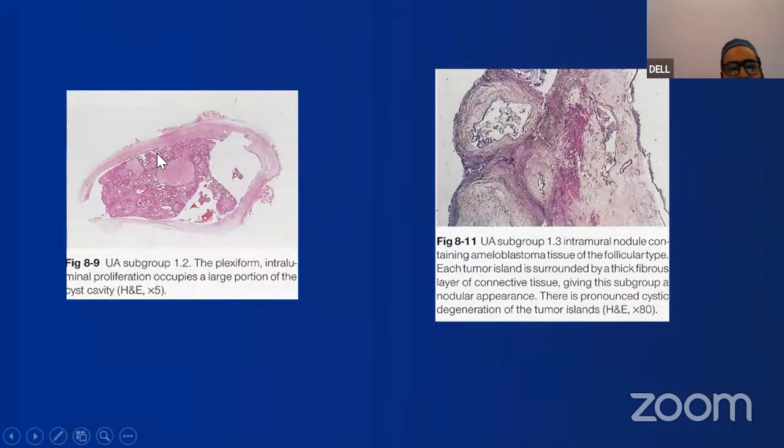As we can see, this is the plexiform unicystic ameloblastoma of the luminal intraluminal type, and this is the histologic presentation of the mural type. Usually nodules are seen in the cystic wall, as we can see here, and in most of the cases there is cystic degeneration of the follicles, ameloblastic epithelium follicles present within the mural ameloblastoma.